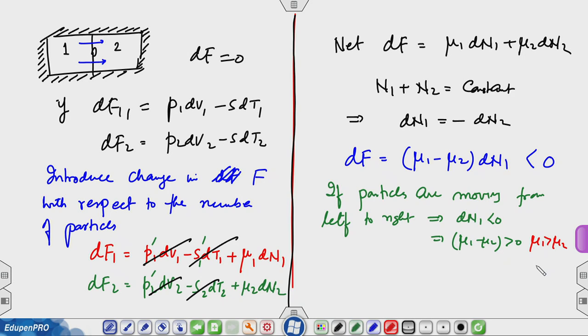This mu is called the chemical potential. Also, if particles move right to left, then dN1 is greater than 0, and mu 1 will come out to be less than mu 2. So particles move, again, from higher chemical potential to lower chemical potential. So what we have done is taken care of the change in the Helmholtz energy when particle numbers are changing in a system.